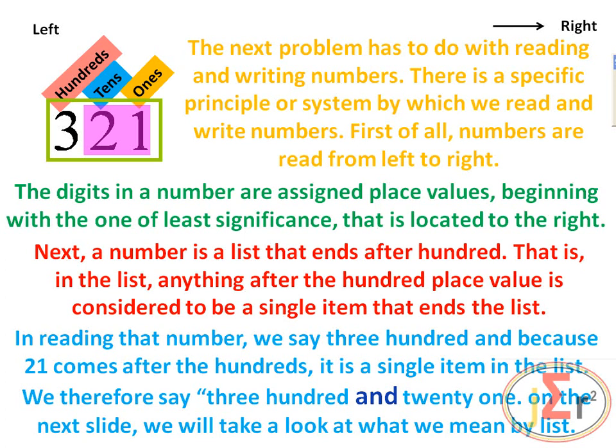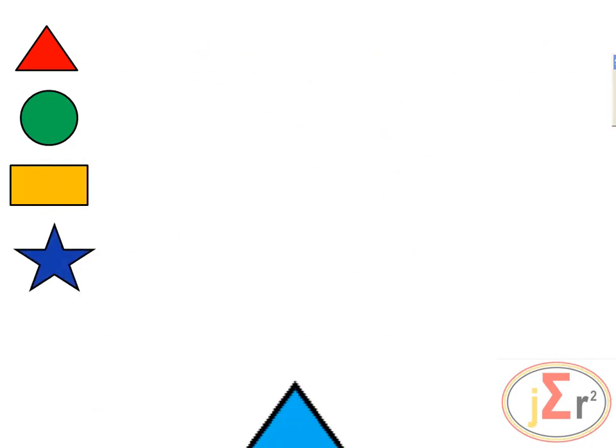Do not forget that when we are reading a number, we read numbers in groups of 3: hundreds, tens, and ones. The digits that come after the hundreds place value are read as one item. So that's 321. This is what we mean when we say list.